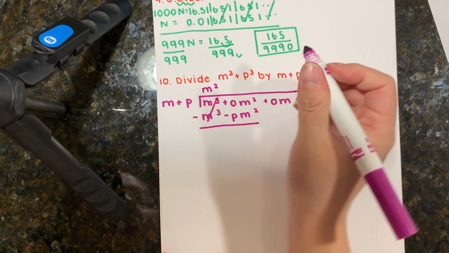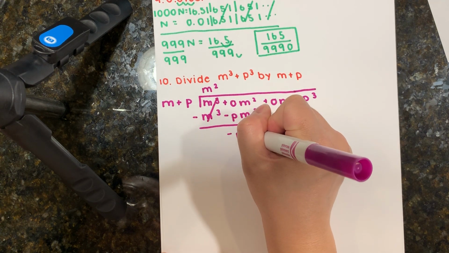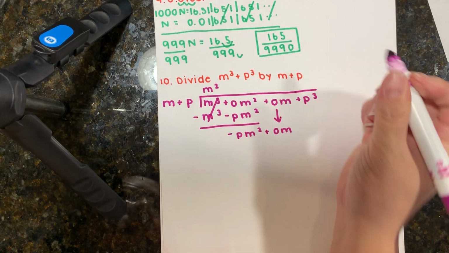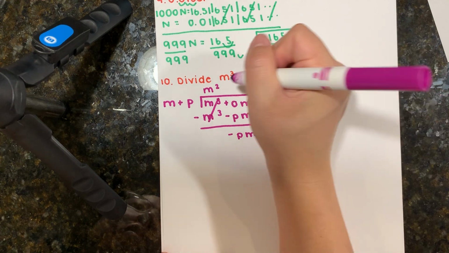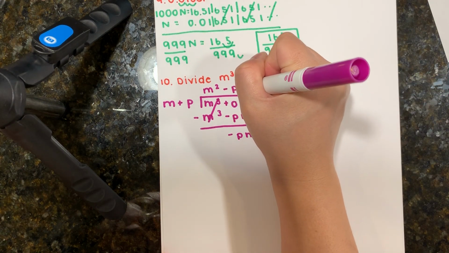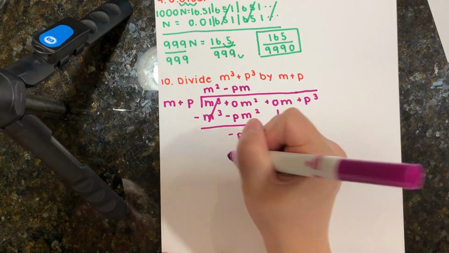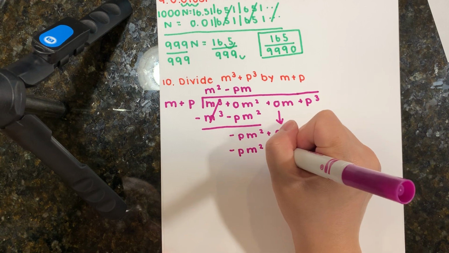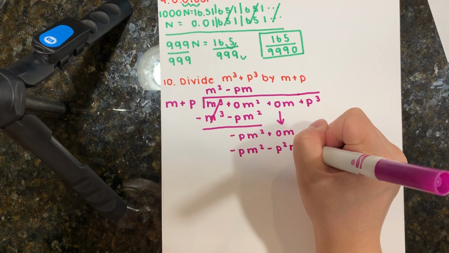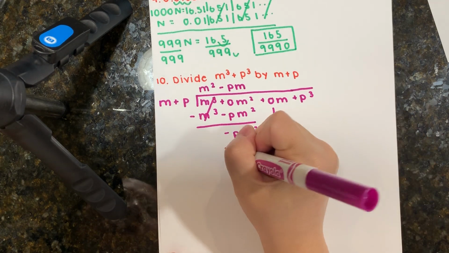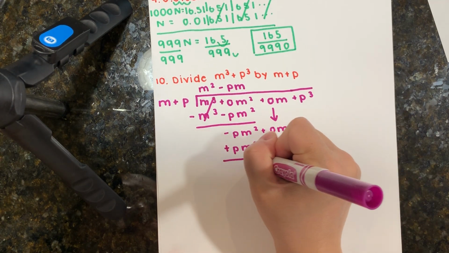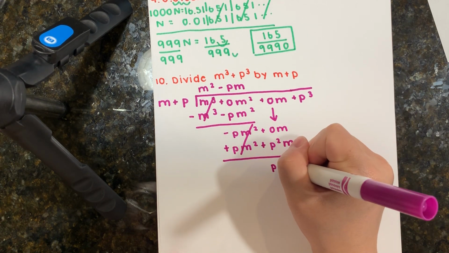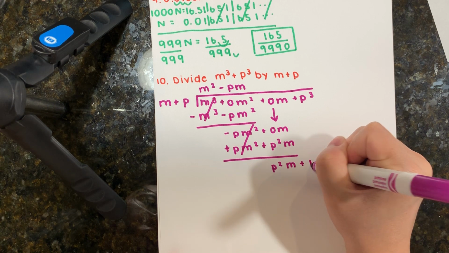So the m cubes will cancel. This will just become negative pm squared. And carry down my next term. When I divide this by m, that lowers the power by 1, so I get negative pm. Multiply that by the m would be negative pm squared. Multiply it by p would be negative p squared m. But remember, you have to change both of those signs, so this becomes positive. Your pm squareds are going to cancel. And you get p squared m plus p cubed.